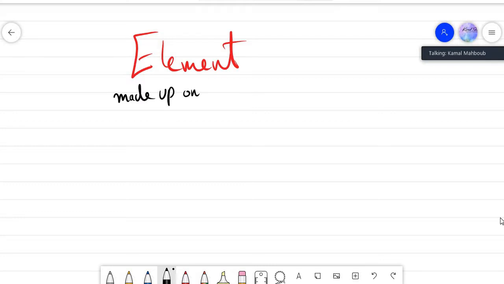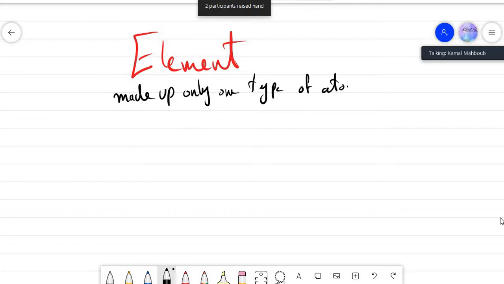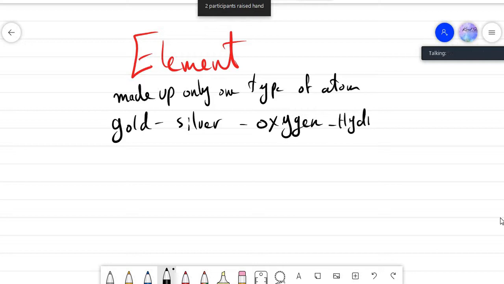of only one type of atom. Okay, only one type of atom. That is an element. Like what? Like gold, like silver, like oxygen, like hydrogen. All of those are elements made up of only one type of atom.